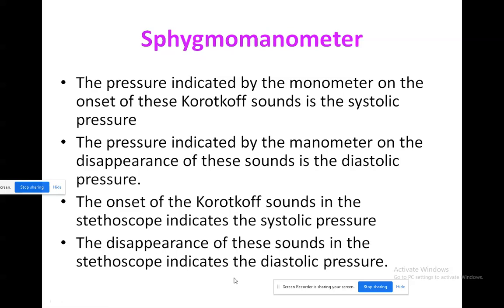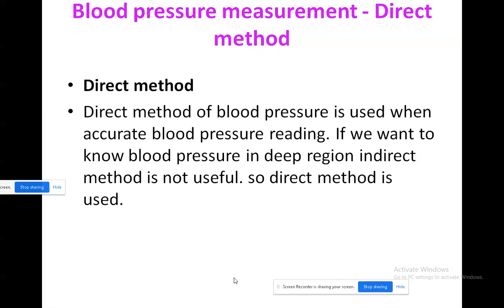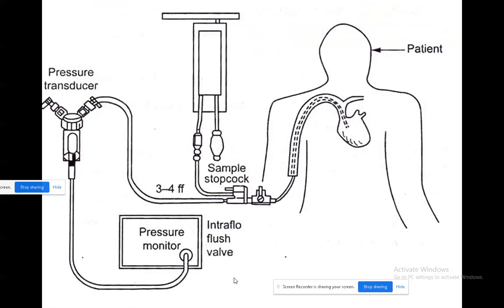So this is the indirect method, using a sphygmomanometer, which is applied in every hospital nowadays. But another method is the direct method. Here you will be measuring accurate blood pressure using this method. If you want to know blood pressure in a deep region, the indirect method will not be useful. There you will be using the direct method. So this is the direct method of blood pressure.